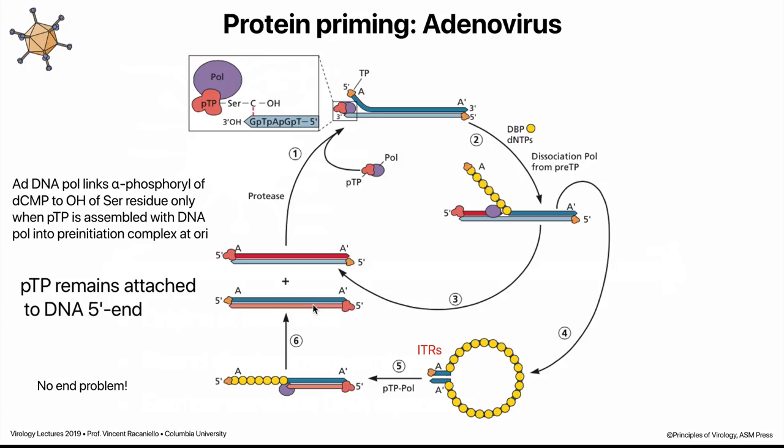One strand is replicated, and the other is displaced and also replicated because it forms these terminal structures, or panhandles, you could call them, that look like the ends of the DNA and are recognized by the polymerase, because the polymerase recognizes the end as an origin of replication and begins the priming with the C on the pre-terminal protein.